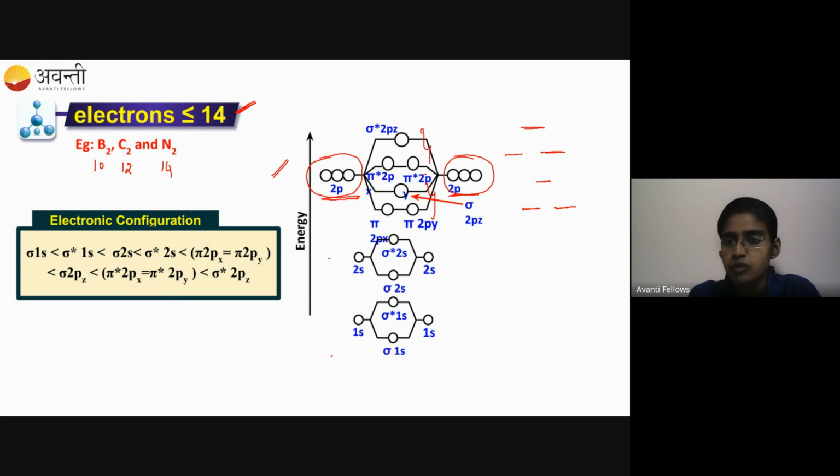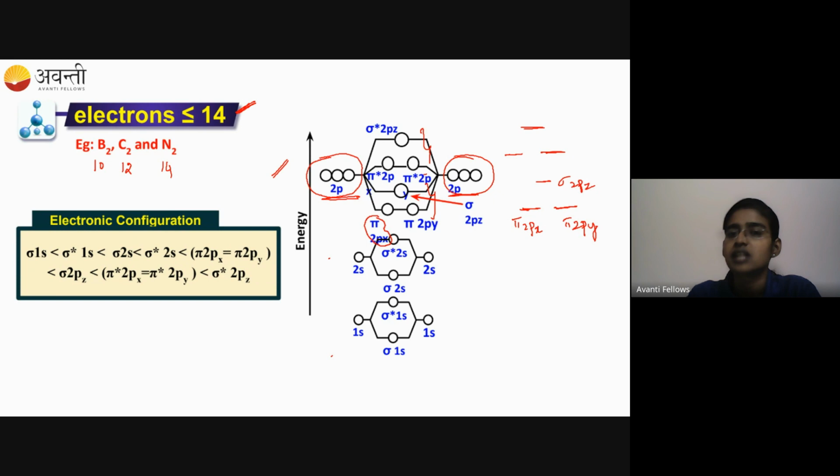So what is the name of this bonding and anti-bonding? This is called pi 2px. Here in the slide, it is not represented properly, sorry for that, so I'm writing here. I think you can understand from this. And here it is pi 2py, and the name of this bonding orbital is sigma 2pz.